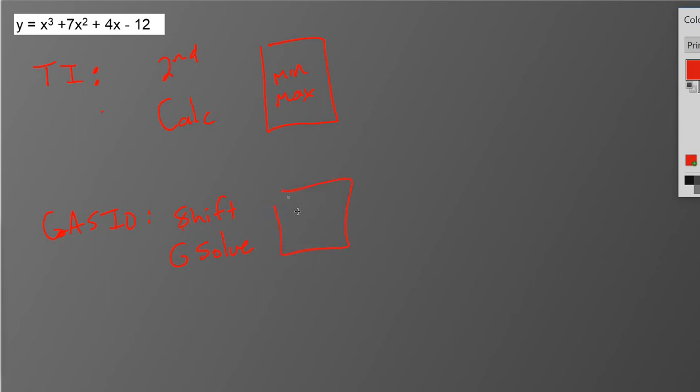And again, we're going to then, from the menu that comes up, either select minimum or maximum. Now, we're going to have some extra steps for both of these calculators after this, but they're a little bit different. So on the TI, we're going to be asked for the left bound, the right bound, and guess. And on the Casio, we don't really have any of that question, but we are going to need to arrow to which one we want.